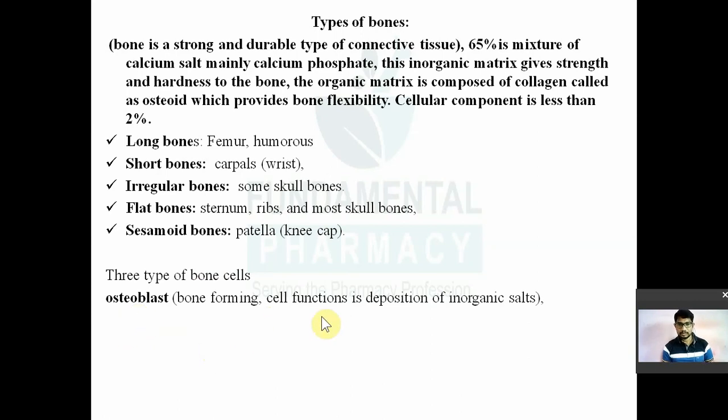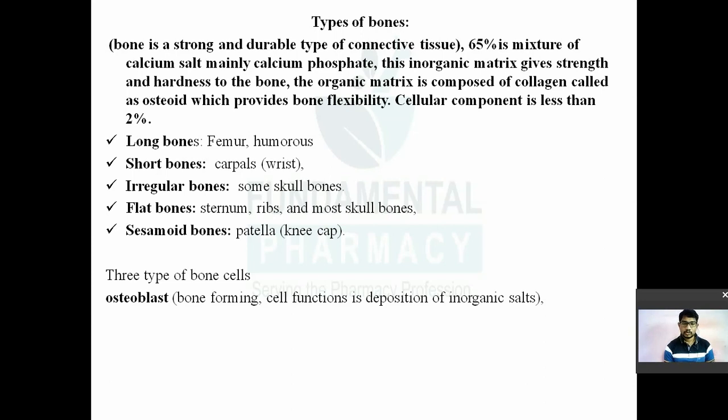The function of the osteoblast is the deposition of inorganic salt on the bone. So osteoblasts are the bone forming cells. Bone कहाँ से बनता है? Osteoblast के सेल से बनता है. उनका काम क्या है कि जो भी मिनरल्स हैं जैसे कैल्शियम है, फॉस्फेट है, क्लोराइड है, those minerals are deposited on the bone by osteoblasts. So that is the function of osteoblast.